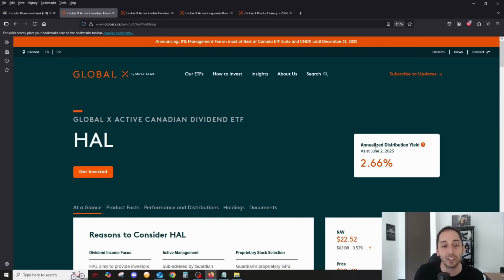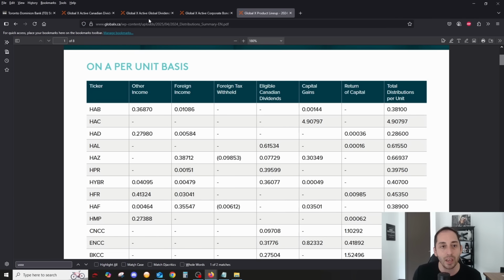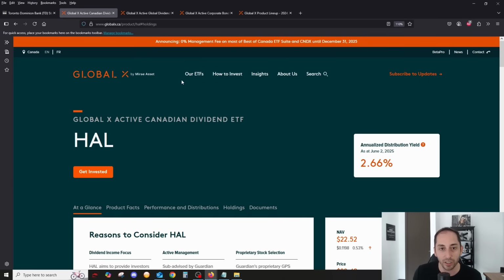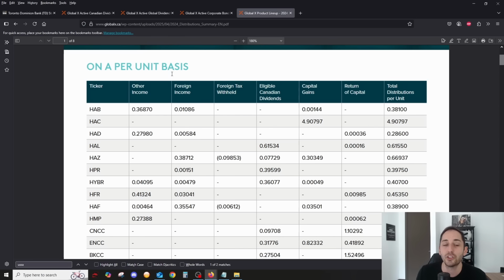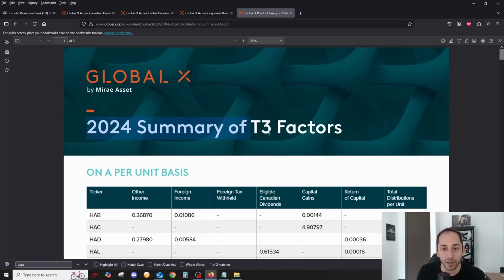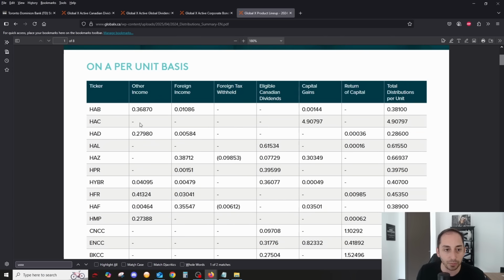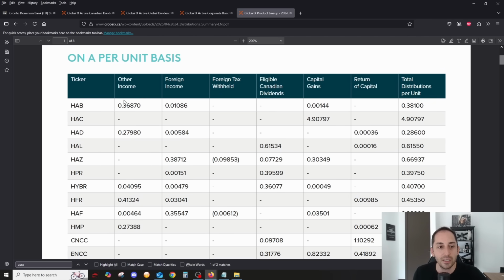But if we actually look at the breakdown of the tax classification for 2024 for HAL, for example, and by the way, it's very easy to get that. You click on our ETFs, and at the bottom there's a link that will bring you to the 2024 distributions for all the Global X ETFs, right? So here it is, by the way, it's right here at the top. You could see the sources of income that I just discussed.